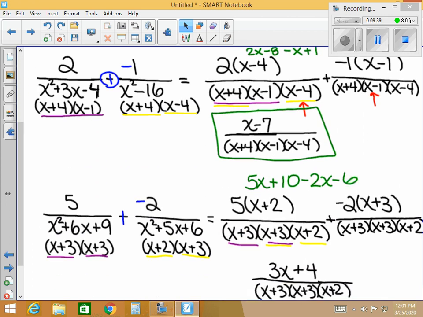On the bottom one, we distribute the 5 and distribute the negative sign with the 2. Combine our like terms to get 3x plus 4 on the top. 3x plus 4 does not factor. There are no 3x plus 4s on the bottom, which means we're in lowest terms.